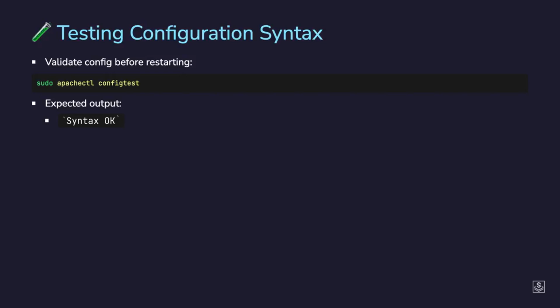Before restarting Apache after making changes, always test your configuration. Use sudo apache2ctl configtest. This command checks for syntax errors in all Apache config files. If everything is correct, you'll see Syntax OK. If there are errors, the output will point to the problematic line or file. Fix issues before restarting to avoid service downtime. This is especially important when editing virtual host files or enabling new modules.